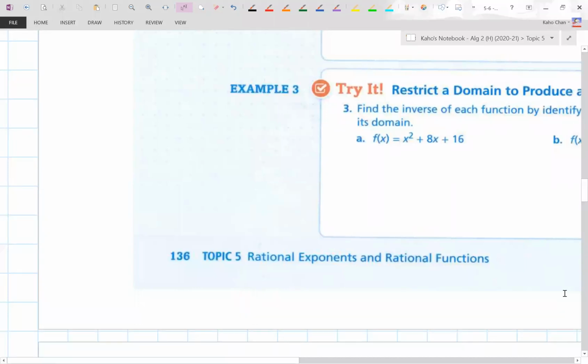All right, so step 1. Swap x and y. Oh, where's y? Oh, it's right here. So swap x and y, the actual variables. This is the weird part. I realize x shows up in more than one spot. And when I swap x and y, my equation becomes x equals y squared plus 8y plus 16.